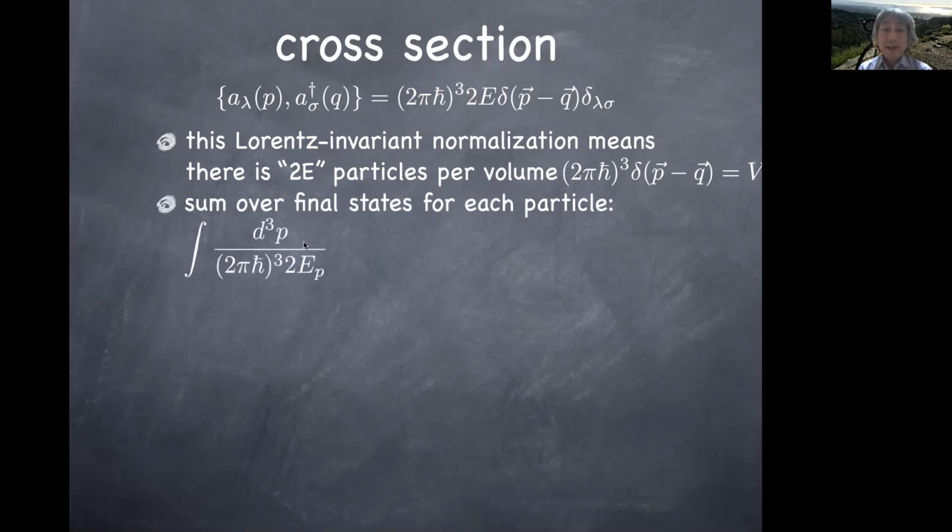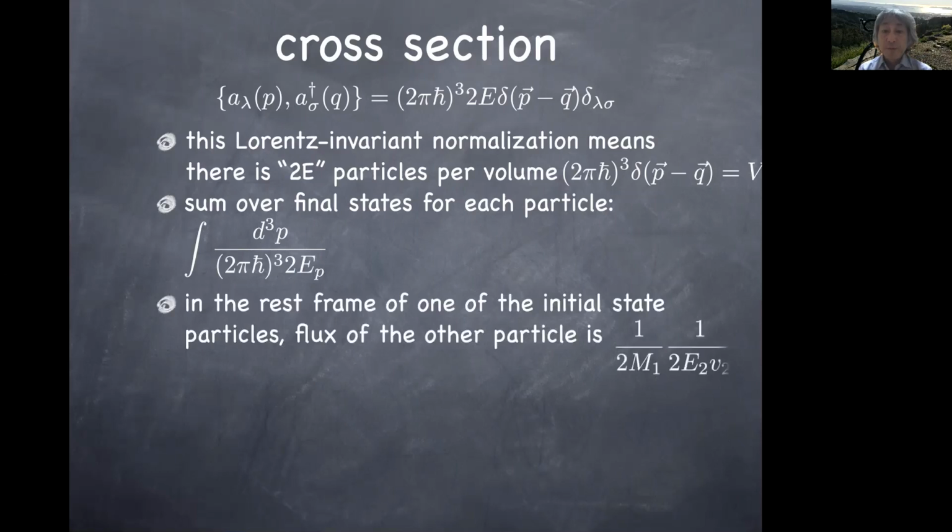And using that idea, the sum over final states for each particle also comes with 2e downstairs. When we did this box normalization, we had V d^3p over 2 pi h bar cubed for one particle in the entire space. But here the normalization is 2e per V, so you have to divide by that. So that's why the sum over final states would be d^3p over 2 pi h bar cubed over 2e, and this is the way you sum over the final states for each particle. This is what is called the Lorentz invariant phase space.